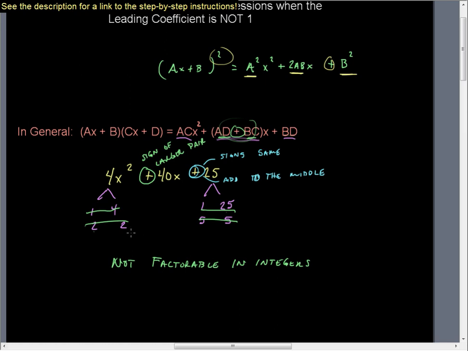So, because we could not find any pair that would recombine in any way to come up with our center number, yeah, it's not factorable. But the idea is the same. Let's go ahead and give it a try.